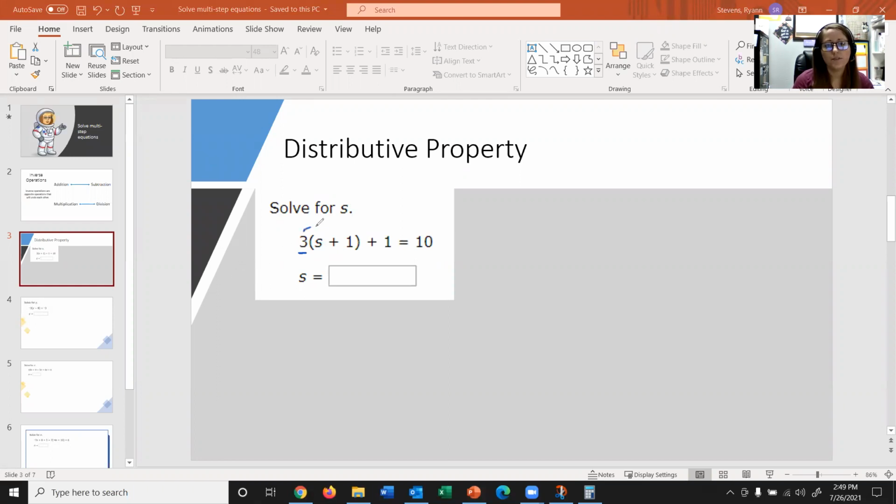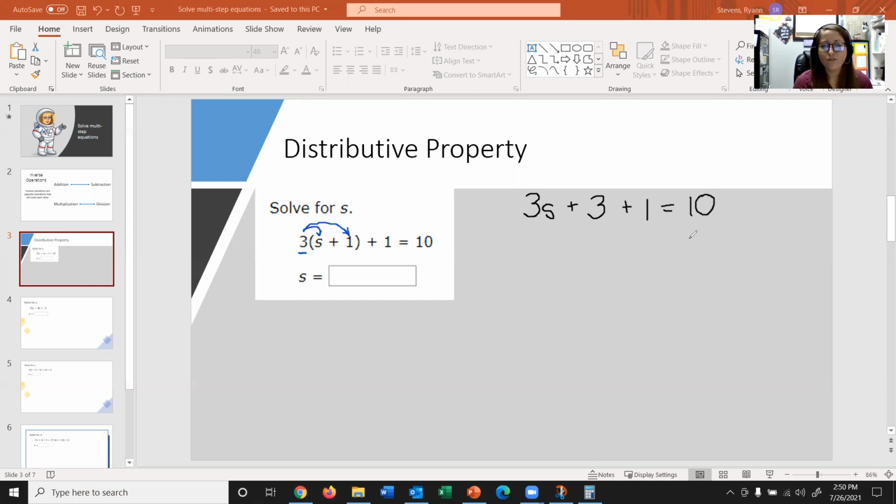So for instance, we would take this 3 and multiply it by s, and we would take this 3 and multiply it by 1. That would give us a new equation. 3 times s is just going to be 3s, because remember that number in front of s is just a 1. So 3 times 1 is 3, and then 3 times 1 is also 3. So we would have 3s plus 3 plus 1 is equal to 10.